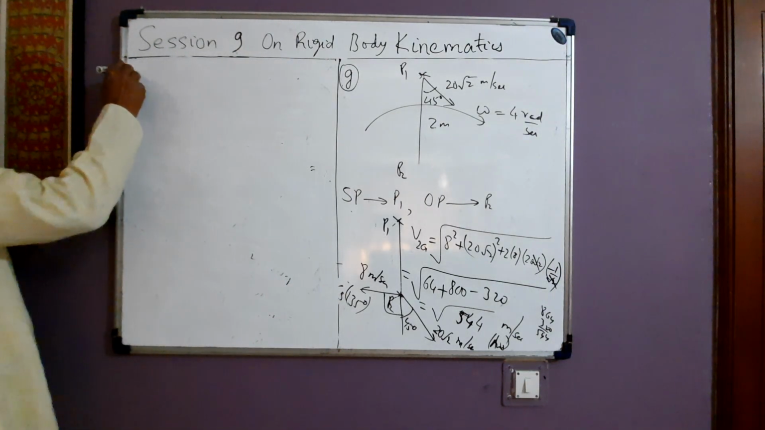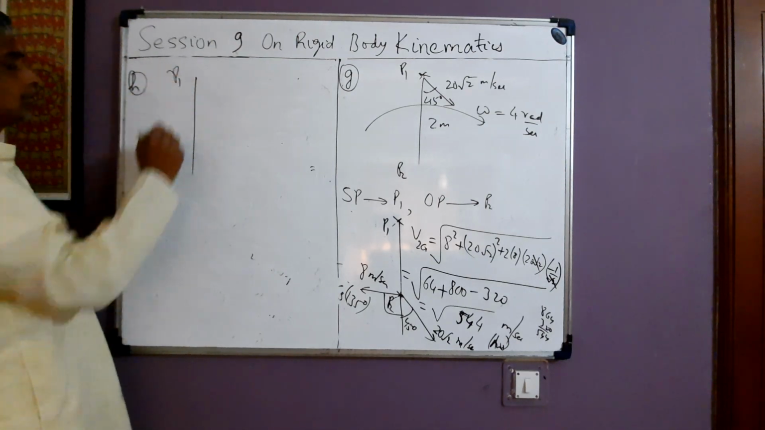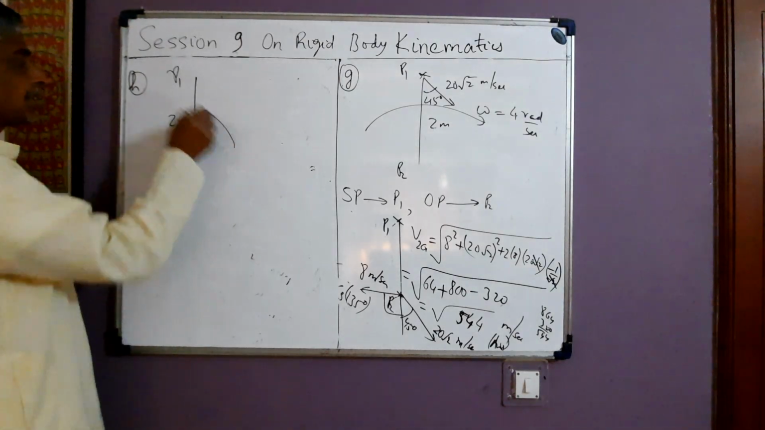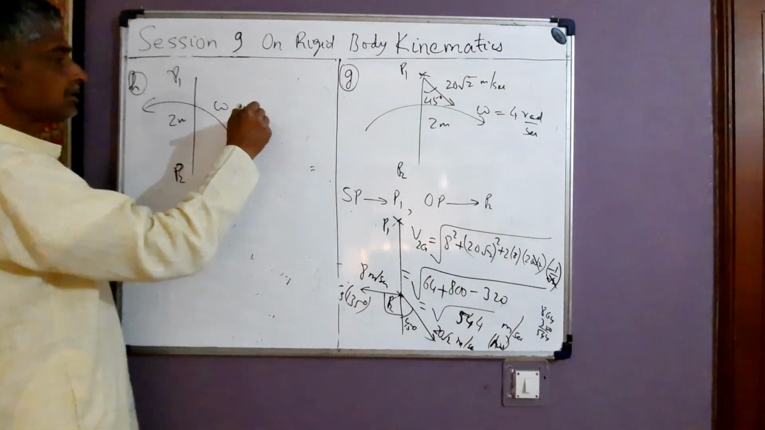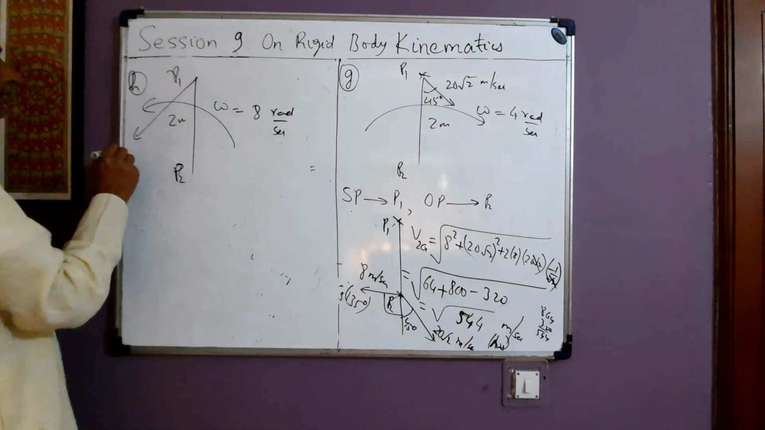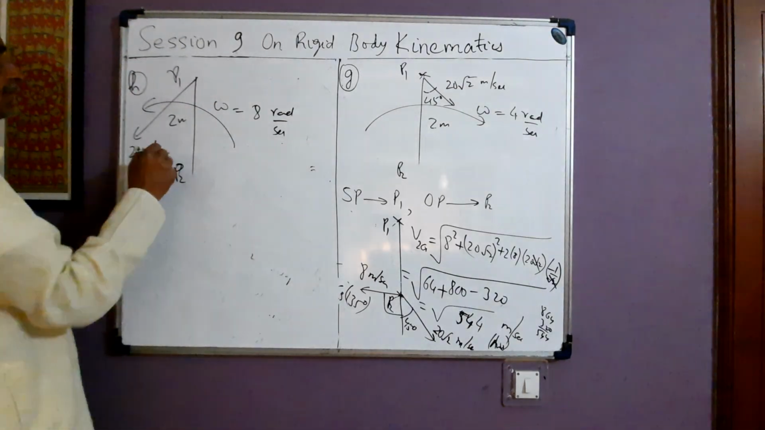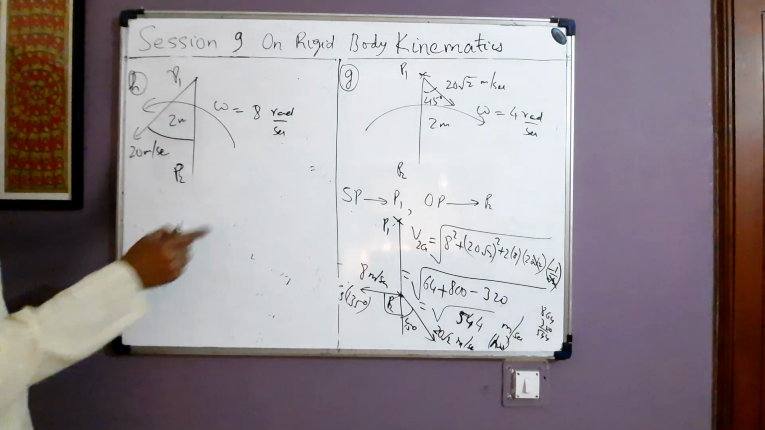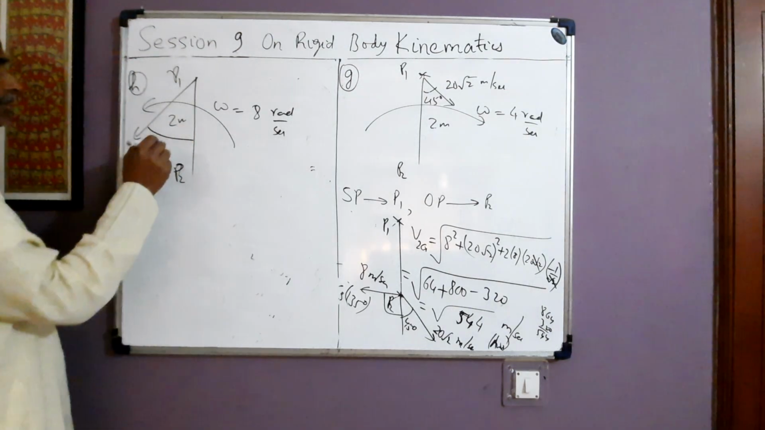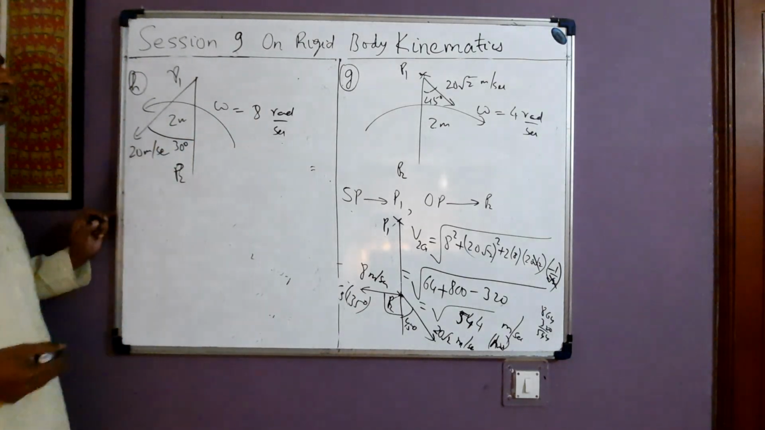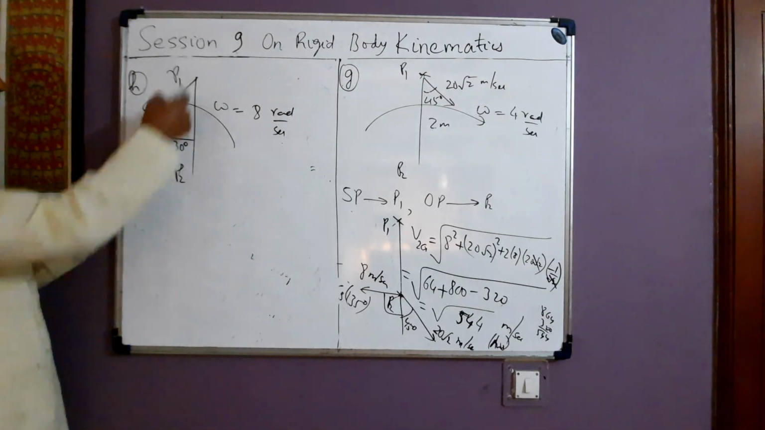I take one more question. This is a rod P1, P2. Length of rod is 2 meter. Omega of rod with respect to ground is 8 radian per second in anti-clockwise sense. Velocity of P1 with respect to ground is 20 meter per second, at an angle of 30 degree with the rod. Omega is 8 radian per second, and 2 meters is the rod length.